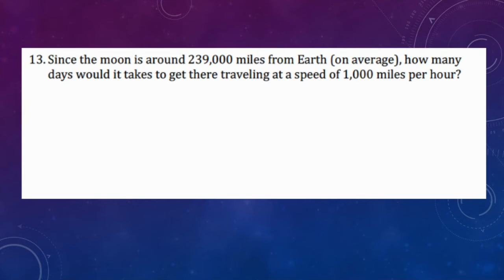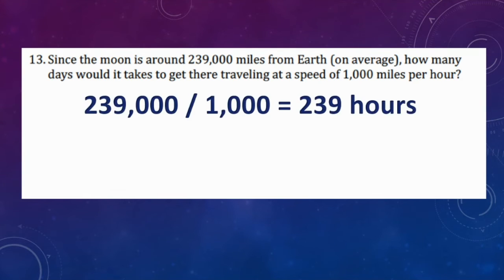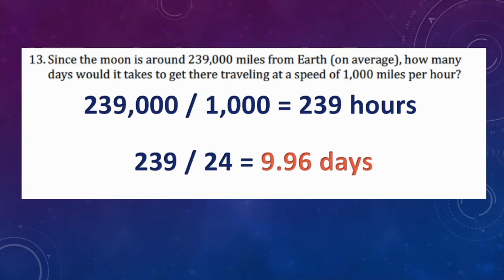Question 13 involved a little bit of math. You were given the average distance, moon to Earth. And if we were traveling 1,000 miles an hour, how many days would that take? Well, if we're traveling 1,000 miles an hour, it would take us 239 hours to travel 239,000 miles. And 239 hours is approximately 9.96 days, if you could travel 1,000 miles per hour.